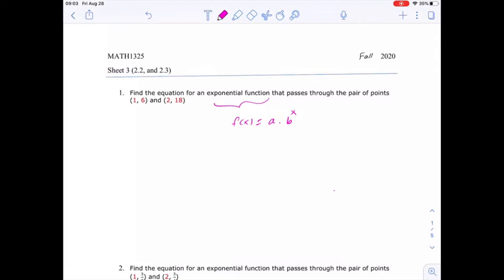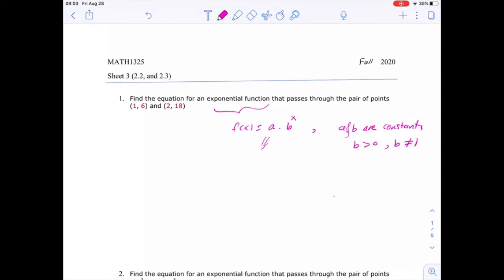So f of x is a times b to the power x, where a and b are constants, and b is greater than 0 and b cannot be equal to 1. This is a restriction on the constant b. Now a and b are unknowns, so how do we find a and b? We need two equations. Now, how do we find these equations?